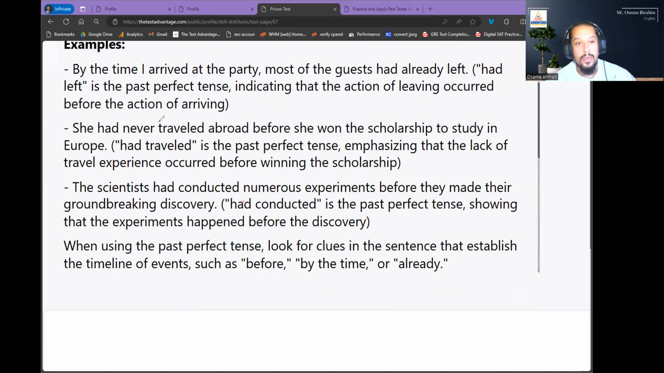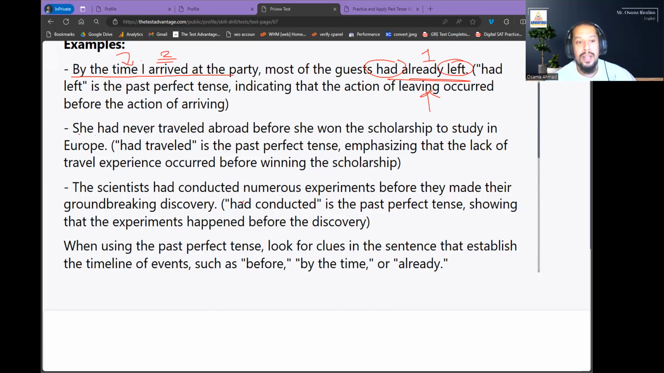And here's some examples. By the time I arrived at the party, you see that? By the time I arrived at the party, most of the guests had left. By the time, had left. This is action number one. This is action number two. Notice it's not in order. Also, it doesn't have to come in order.